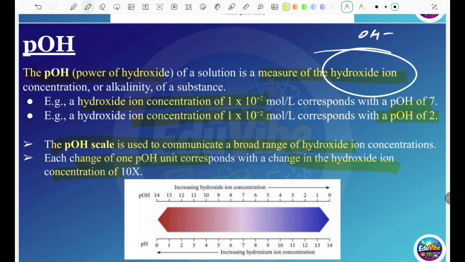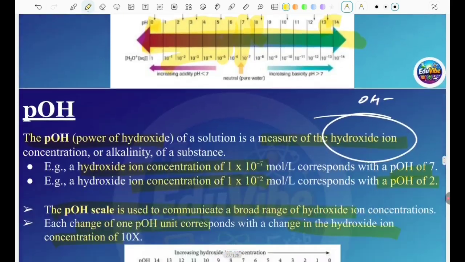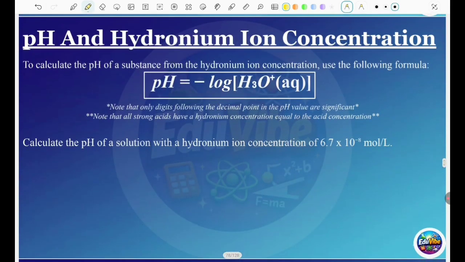The formulas are also the same. For pOH, if you have a concentration for the hydroxide ion, you can find the pOH. If you have pOH, you can find the hydroxide ion concentration. The formulas are similar, but just the changes here. In pOH we have a hydroxide ion. In pH, we have hydronium ions. So the first formula is for the pH and the hydronium ion concentration. If you want to calculate the pH and you have the concentration of hydronium, you can use this formula. The pH is equal to minus log of hydronium ion concentration.